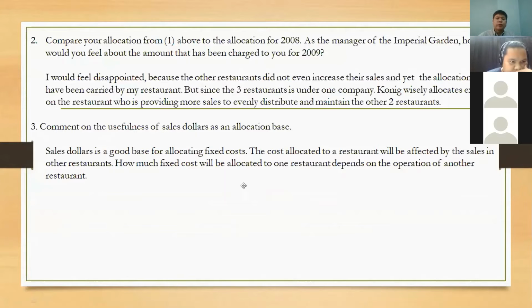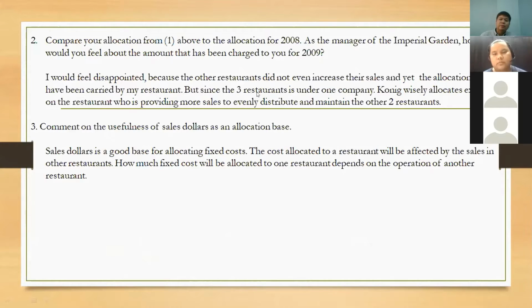The question here is: compare your allocation from part one above to the allocation for 2008. As the manager of Imperial Garden, how would you feel about the amount that has been charged to you? Sir, I don't know if it's right, it's just my opinion. If I were the manager, I would feel disappointed because the other restaurants did not even increase their sales, and yet the allocation base had been carried by my restaurant.